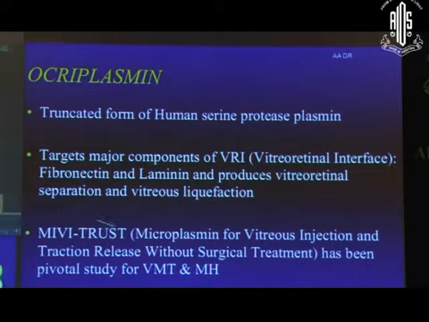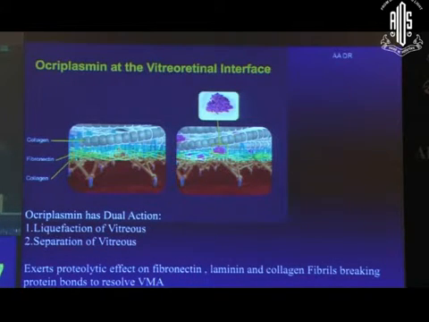One is ocriplasmin. Now this is a truncated form of human serine protease plasmin. It targets the major components of the vitreoretinal interface, which are fibronectin and laminin, which produce the vitreoretinal separation and vitreous liquefaction. I will spend a little time on the MIVI-TRUST study, which is based on microplasmin for vitreomacular adhesion injection and traction release without surgical treatment, and has been a pivotal study for VMT and macular hole.